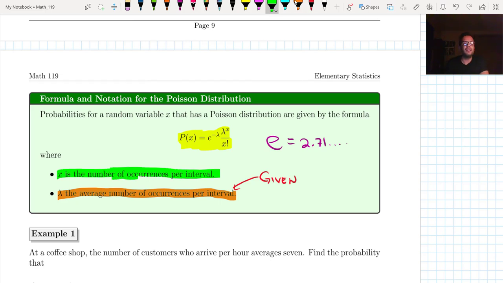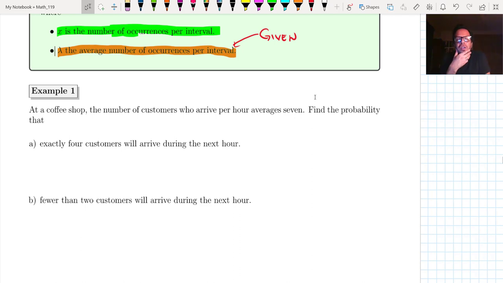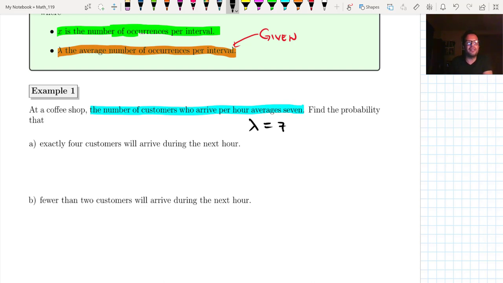Okay, so let's look at an example. At a coffee shop, the number of customers who arrive per hour averages 7. Find the probability that exactly 4 customers will arrive during the next hour. Okay, let's get the pieces of information from the problem. The number of customers who arrive per hour averages 7. That means lambda equals 7. So we want to know the probability for exactly 4 customers to arrive during the next hour.